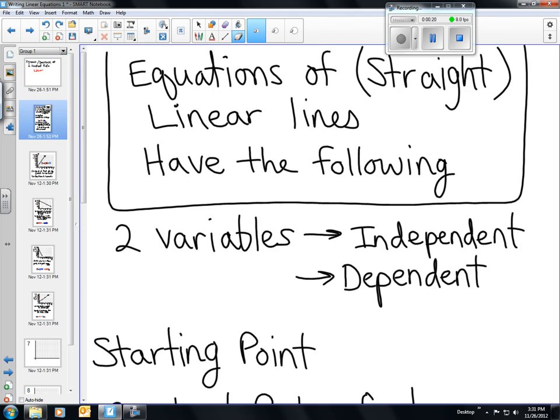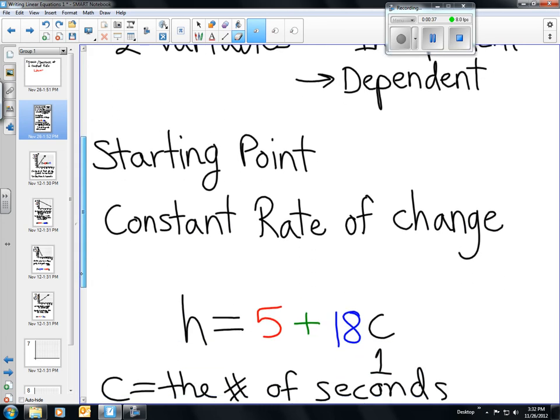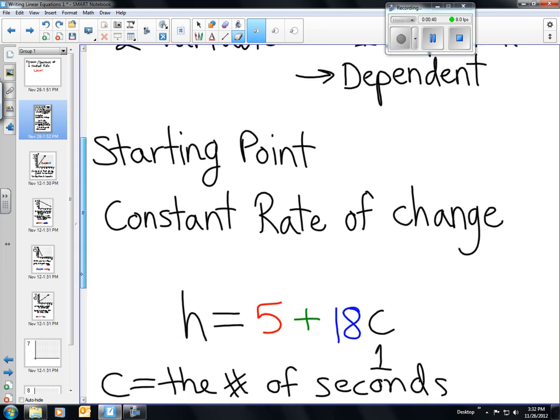When we're writing equations of lines, linear lines, we're going to be looking at straight lines, which means they are increasing or decreasing at a constant rate. So the straightness means that they're linear. Those kinds of equations are going to have two variables, an independent and dependent variable. They're going to have a starting point, and they're going to have a constant rate of change.